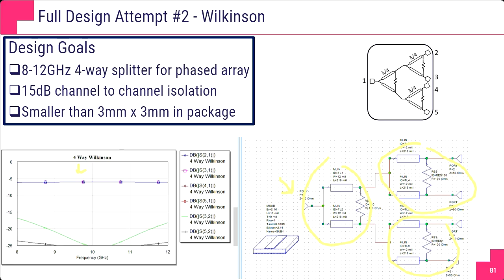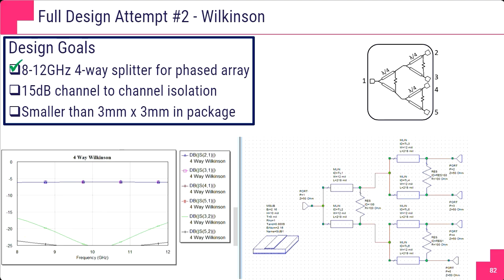Two even power splits, so 3 dB here, 3 dB here. And then isolation of the adjacent ports is exactly as simulated previously. That's this green line. And then isolation of non-adjacent ports can only get better, and that's this red line here. So this is a very promising design for our phased array system.